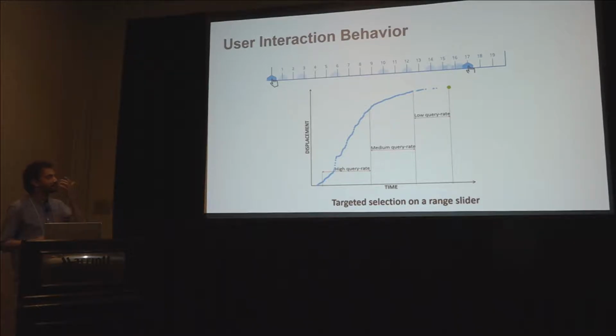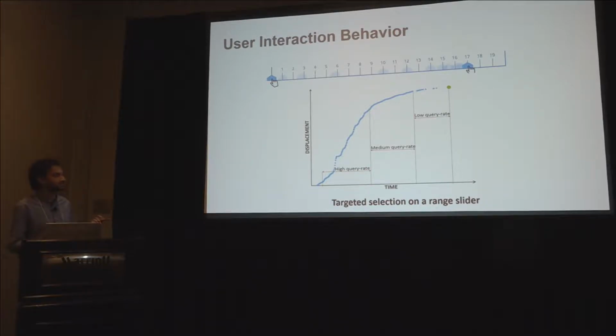So for example, the top image shows the range slider handles ghosted out, traced at every 100 milliseconds for a fixed range selection. If you see at the very start, the traces are separated far apart, which means the queries are being issued at a very high rate.